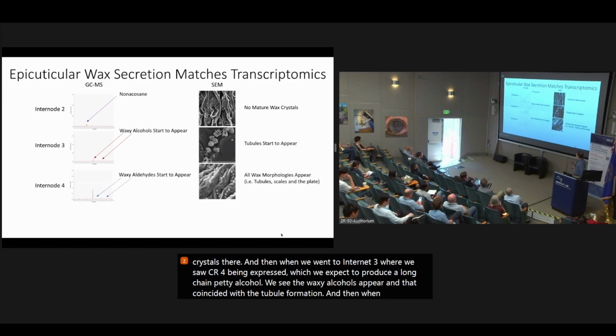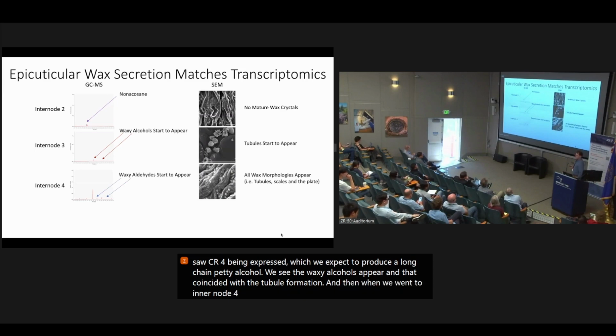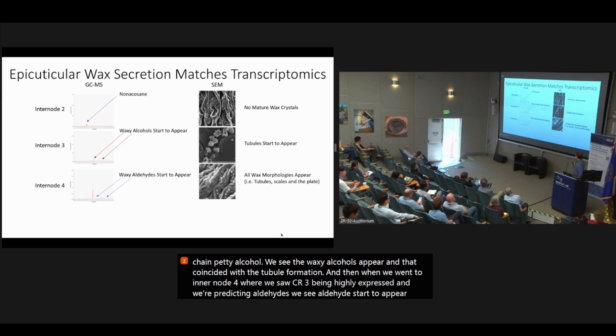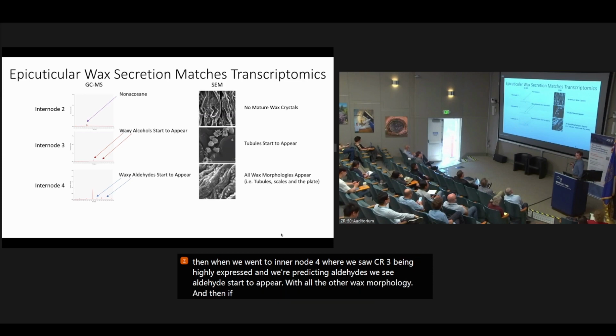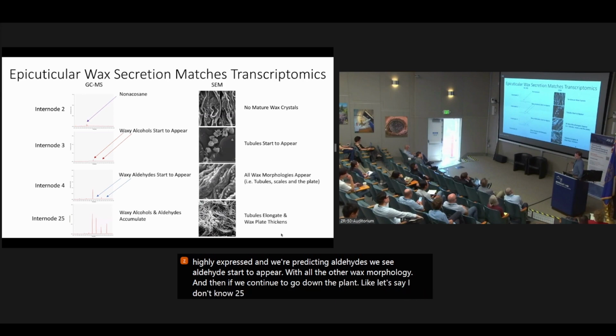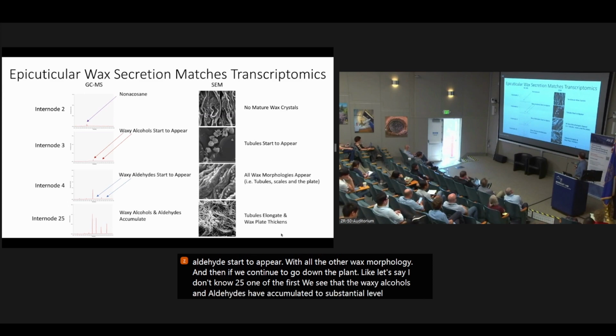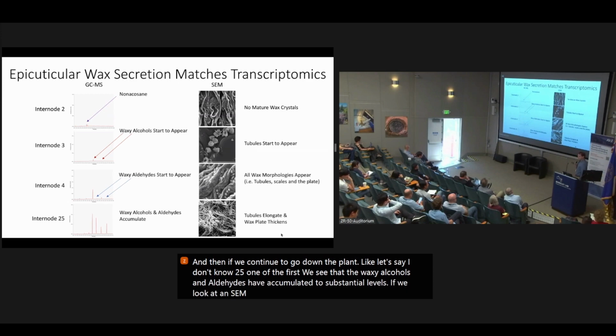And then when we went to internode 4, where we saw CER3 being highly expressed, and we were predicting aldehydes, we see aldehydes start to appear with all the other wax morphologies appearing. And then if we continue to go down the plant, let's say internode 25, one of the first internodes that are produced, we see that the waxy alcohols and aldehydes have accumulated to substantial levels. If we look at an SEM, we find not only is the wax plate thicker, but those tubules are a lot longer.